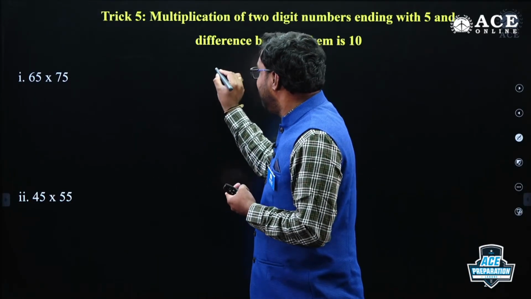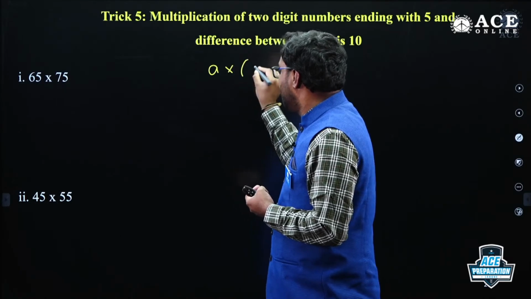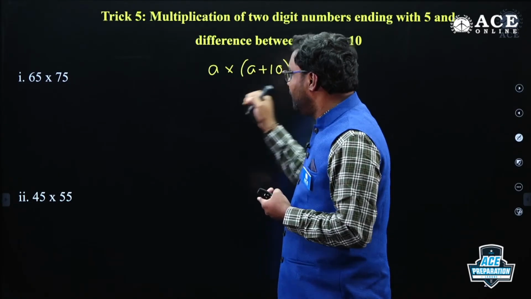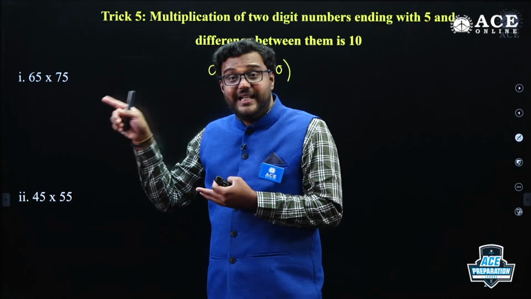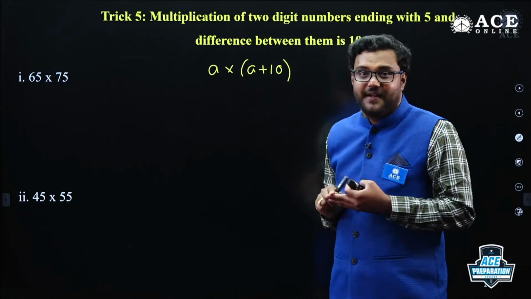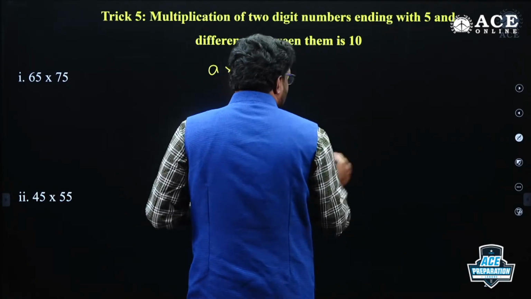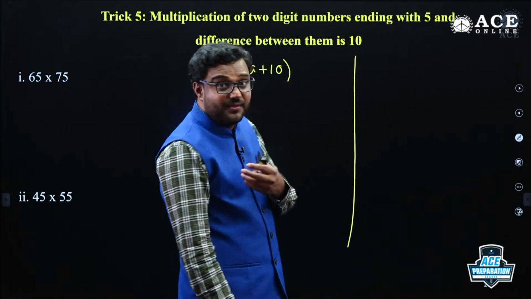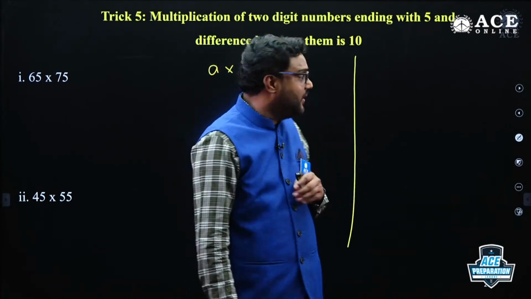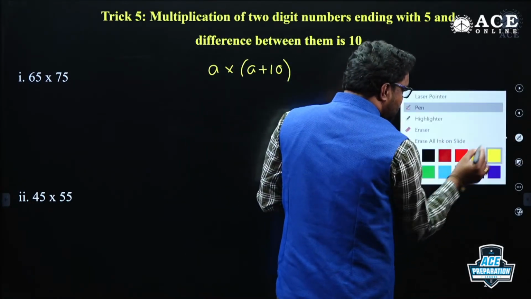Okay, a into a plus 10: this is the multiplication of 2 numbers ending with 5, with a difference of 10. How do we handle this type of question? See this, my dear friends, 45 into 55. I'll give this example. Next question, you have to mention the answer in the comment box.